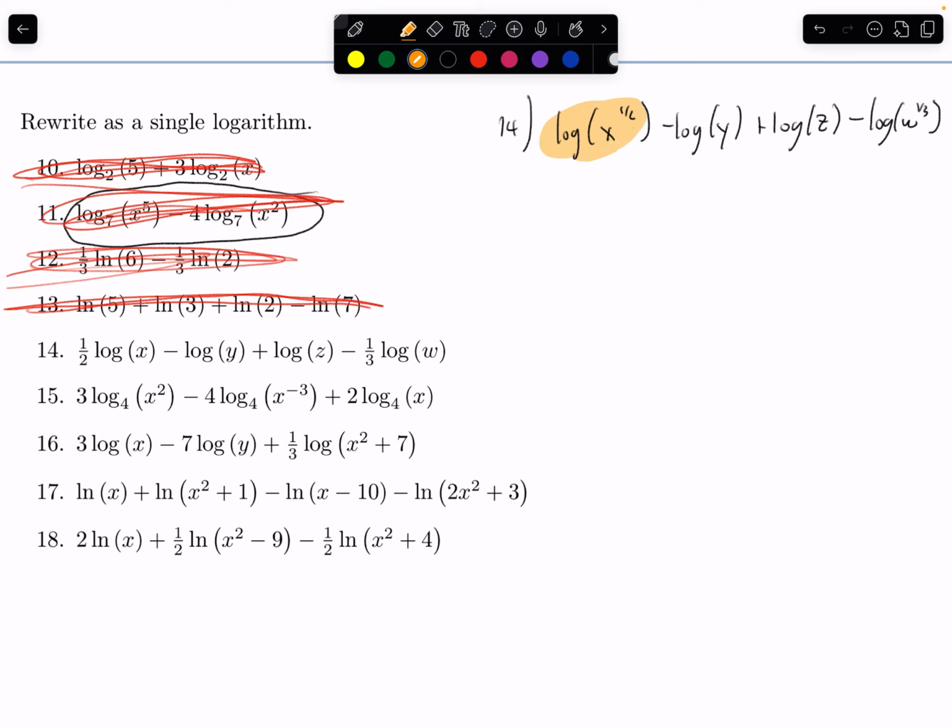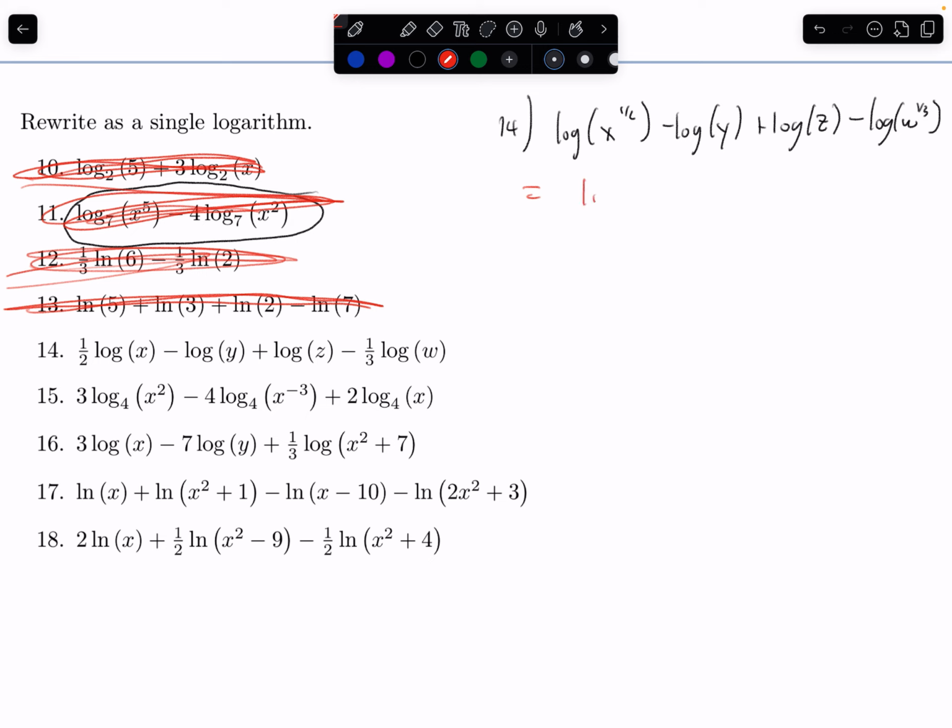Now looking at this, this is a positive log in the front, and this is a negative log, positive and negative. So the positives get multiplied together. The negatives go on the denominator multiplied together, because when you divide by one thing and then divide by another thing, they end up just being in the denominator multiplied by each other.